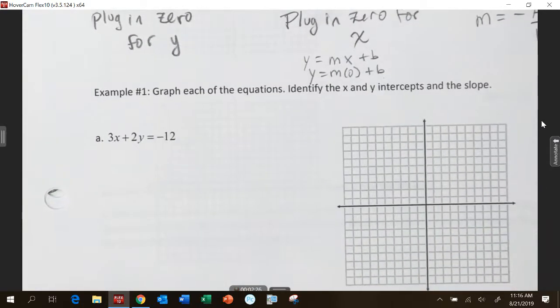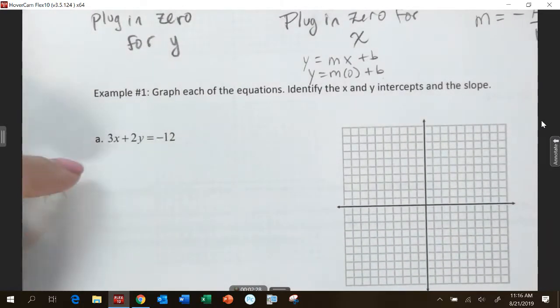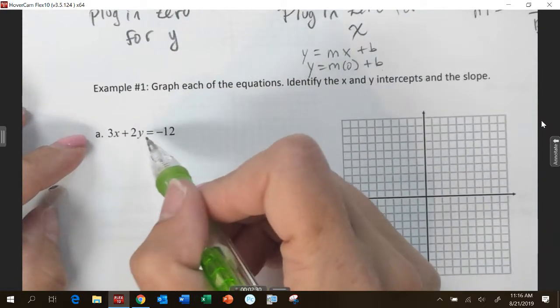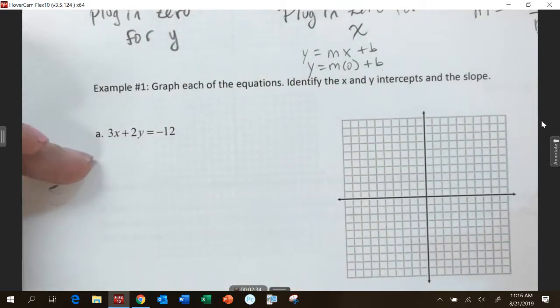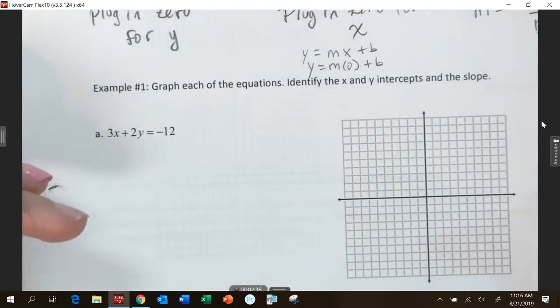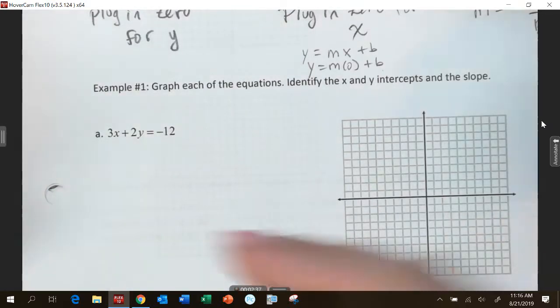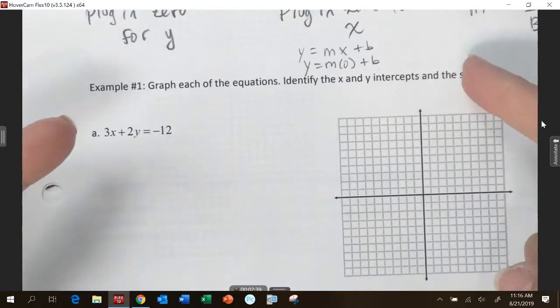Example 1, we're going to graph. You guys have straight edges. I've passed them out already. We're going to graph 3x plus 2y equals negative 12. So you could change this equation into a different form, but today we are not. Today we're going to find the x and y intercepts and the slopes.